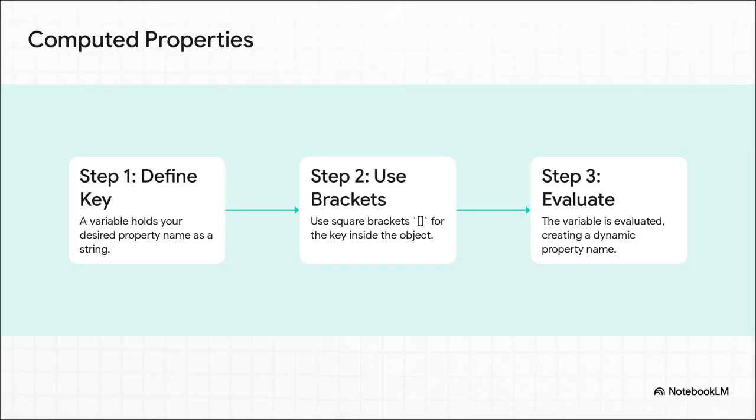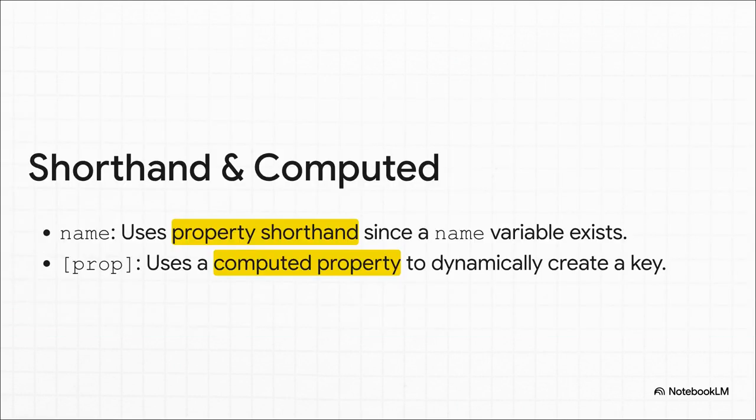But what if you don't know the name of your property when you're writing the code? What if it needs to be decided on the fly? That's where computed properties are a lifesaver. It's super simple. You just put the name you want into a variable. Then, inside your object, you use square brackets around that variable name. JavaScript sees the brackets and says, aha, I need to use the value of that variable as the key. It's incredibly flexible.